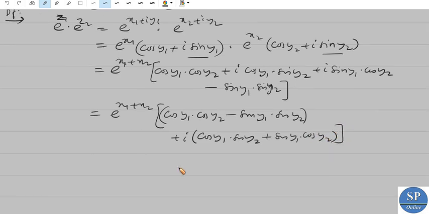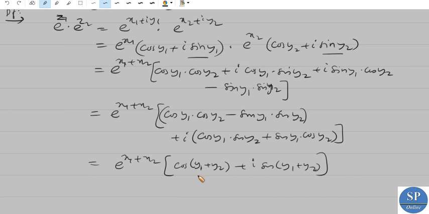So we can write this as e power x1 plus x2 into cos y1 cos y2 minus sin y1 sin y2, which is nothing but cos of y1 plus y2, plus I into sin y1 cos y2 plus cos y1 sin y2, which is sin of y1 plus y2. So this is nothing but e power x1 plus x2 into cos of y1 plus y2 plus I sin of y1 plus y2.